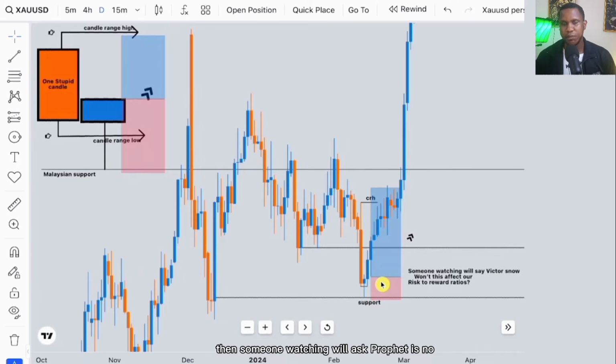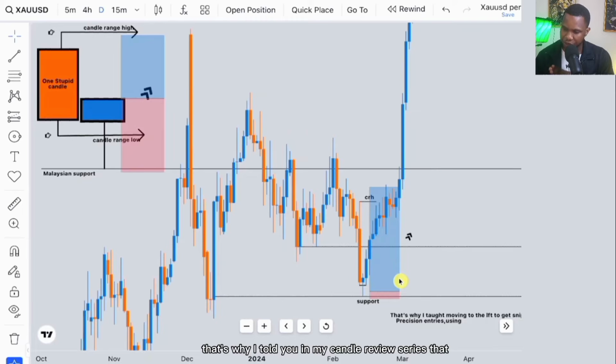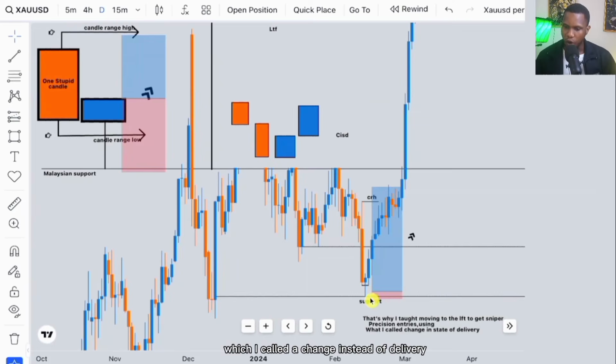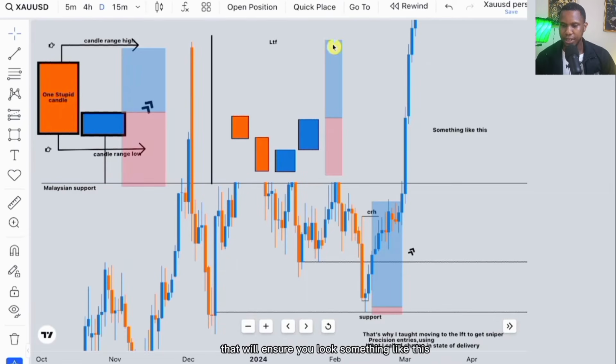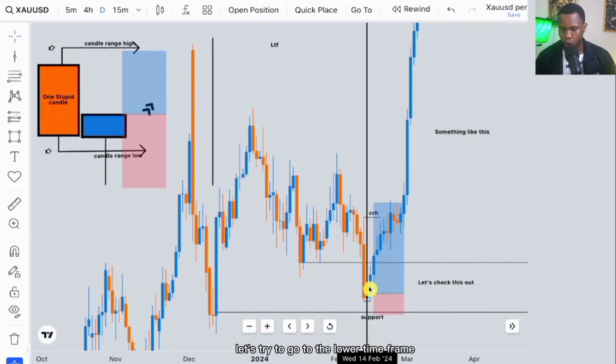Then someone watching will ask, but Vitos, can you see that this will reduce our risk to reward ratio, messing up the concept of Malaysian SNR, in which we prioritize risk to reward ratio? What are we gonna do? That's why I told you in my candle range series that we move to the lower time frame to get sniper precision entries. This wick here can be our entry, which I called a change in state of delivery. Our entry will look something like this. But let's try to go to the lower time frame.